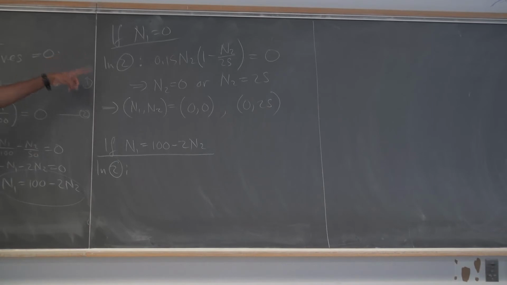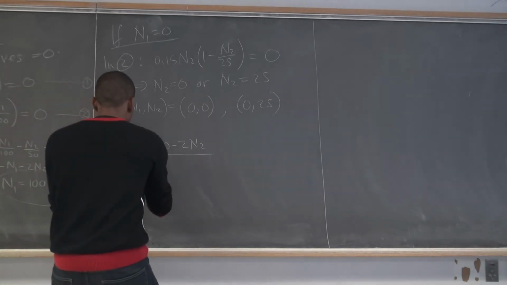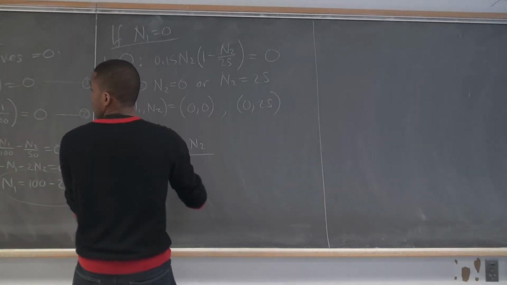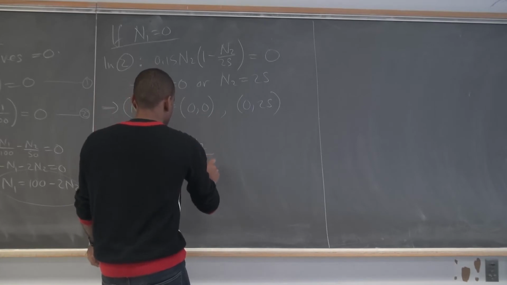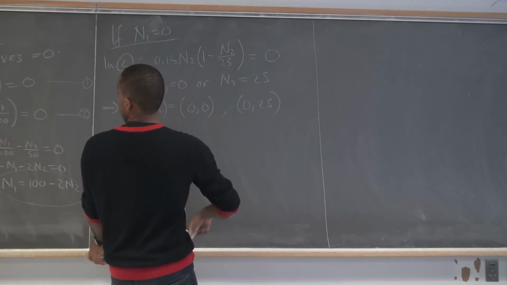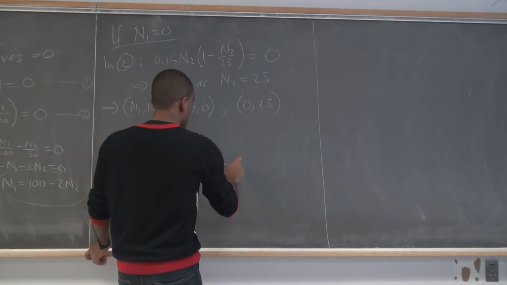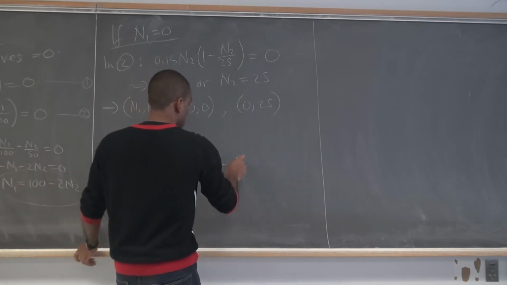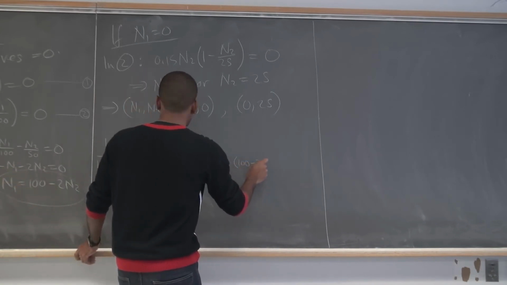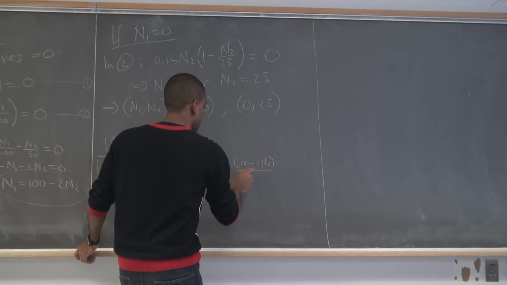So n1 is 0, and we got these 2 solutions. Now I'm assuming n1 is 100 minus 2 n2. How will that affect equation 2? We just plug it in for n1. So I'm going to have 0.15 n2, 1 minus n2 over 50, minus, instead of n1 now I'm going to plug this in, 100 minus 2 n2, over 200.